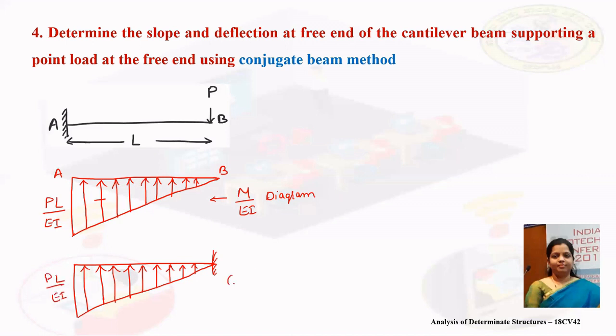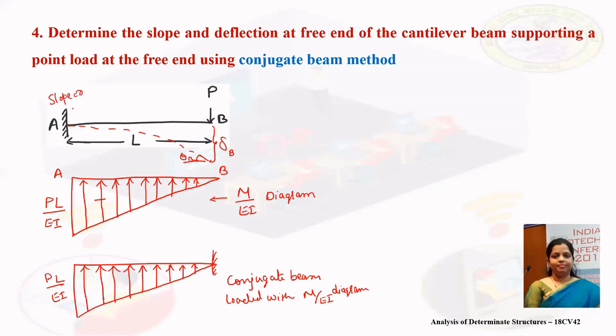So this will be a conjugate beam loaded with M by EI diagram. Now we need to compute the deflection at the free end. This will be theta B and this will be deflection at B. Here at the fixed end, slope will be equal to 0 and deflection also will be equal to 0.